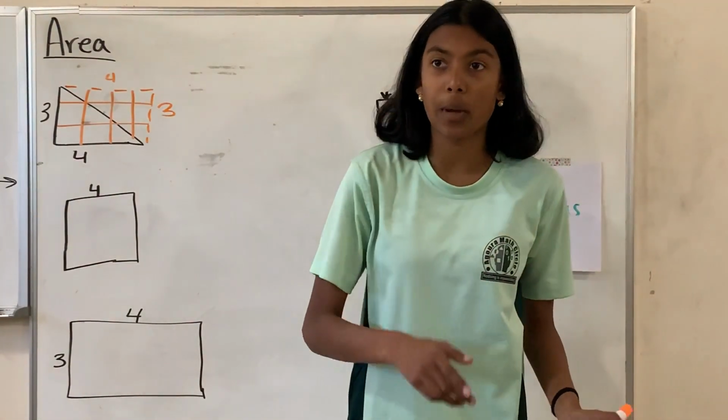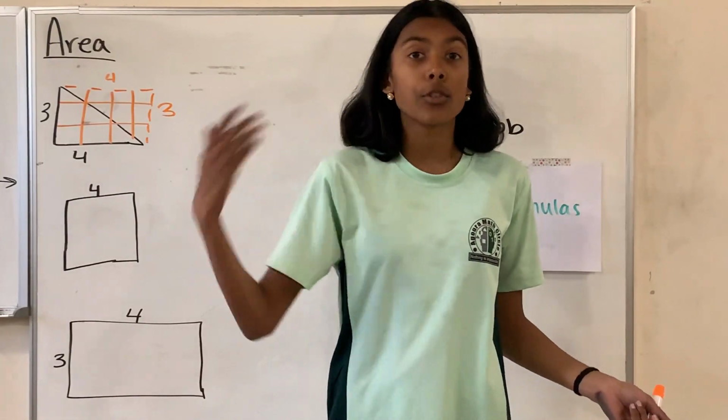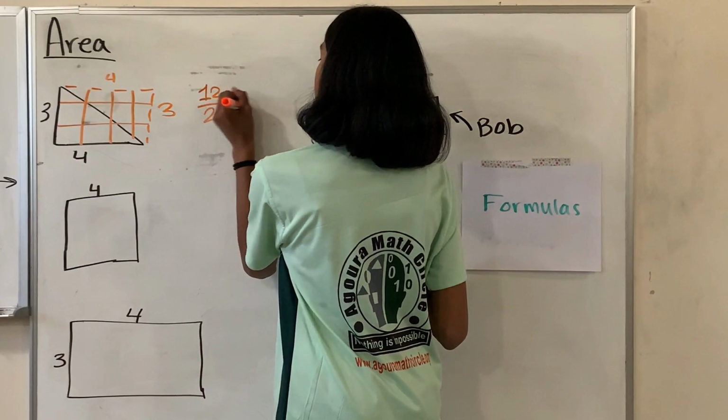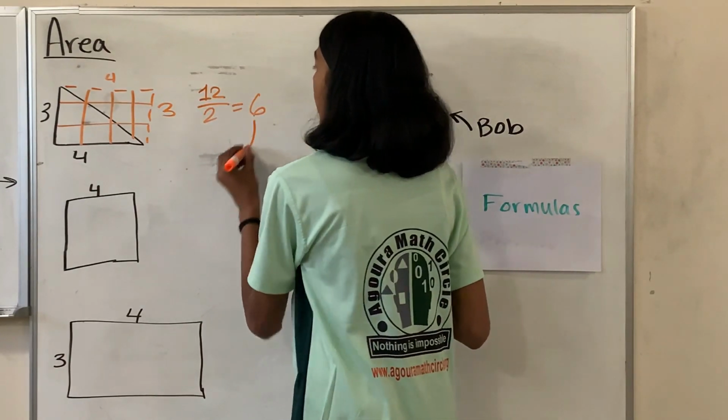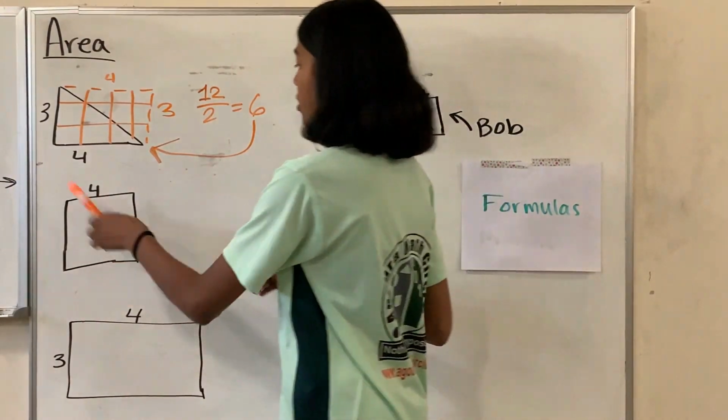We're going to divide that by 2 because if you cut a rectangle in half, you get a triangle. So 12 divided by 2 is equal to 6, meaning the area for this is 6. And then we're going to move on to our square.